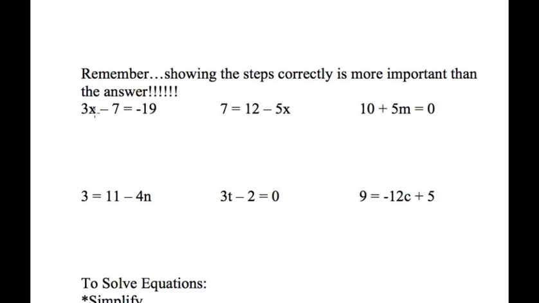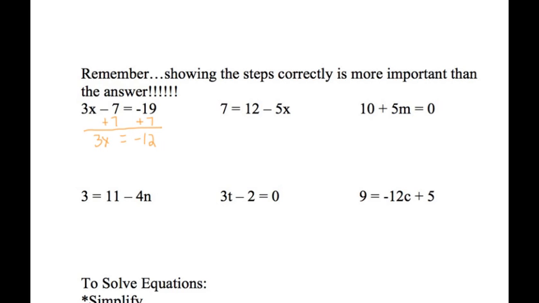So I want to undo what's been done to x. So my first step is to add 7 to both sides. That will undo subtracting 7. So I bring down my 3x, bring down the equals, think money, 19 in the hole, win 7 back, so now I am negative 12.